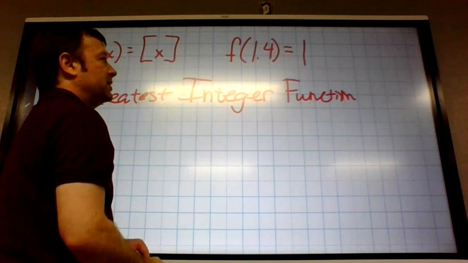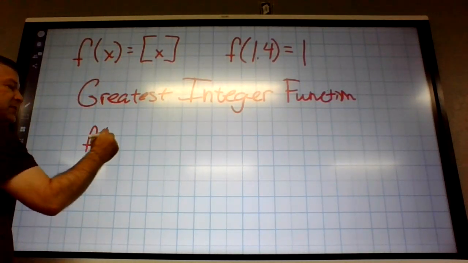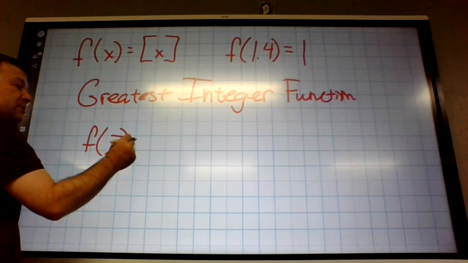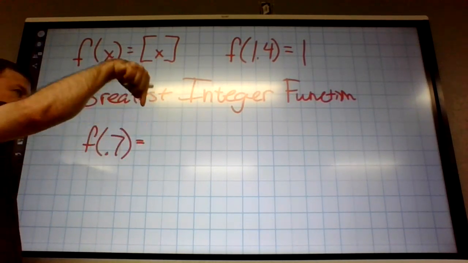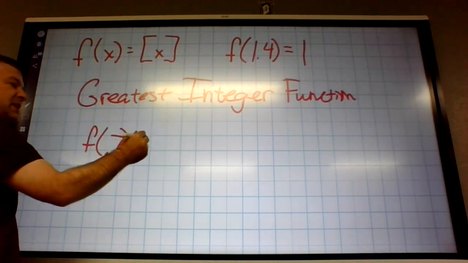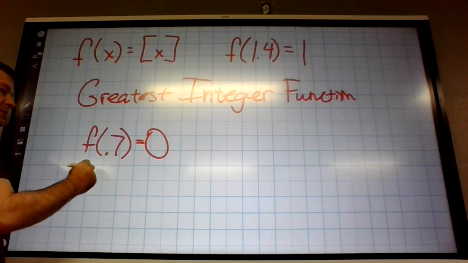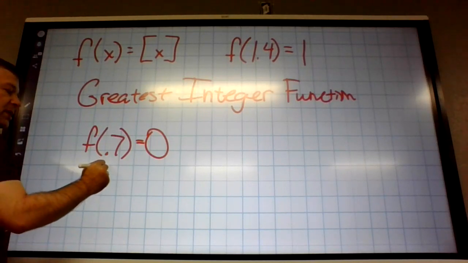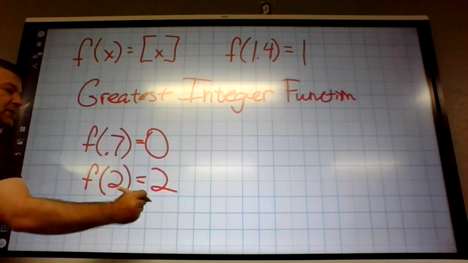Alright, what if I plug in like 0.7? What would that round to? Next lowest integer, 0. Okay, what if I plug in f of 2? 2, yeah, just stay there.